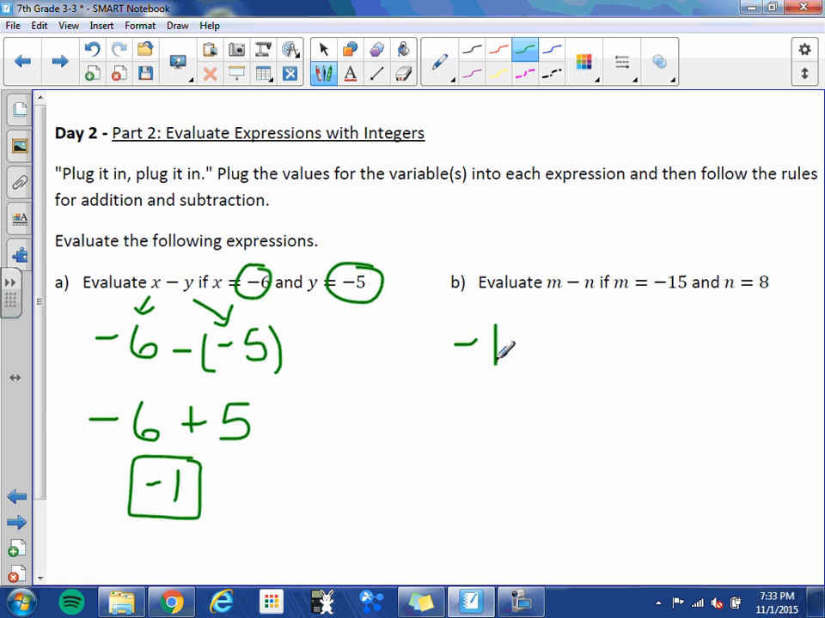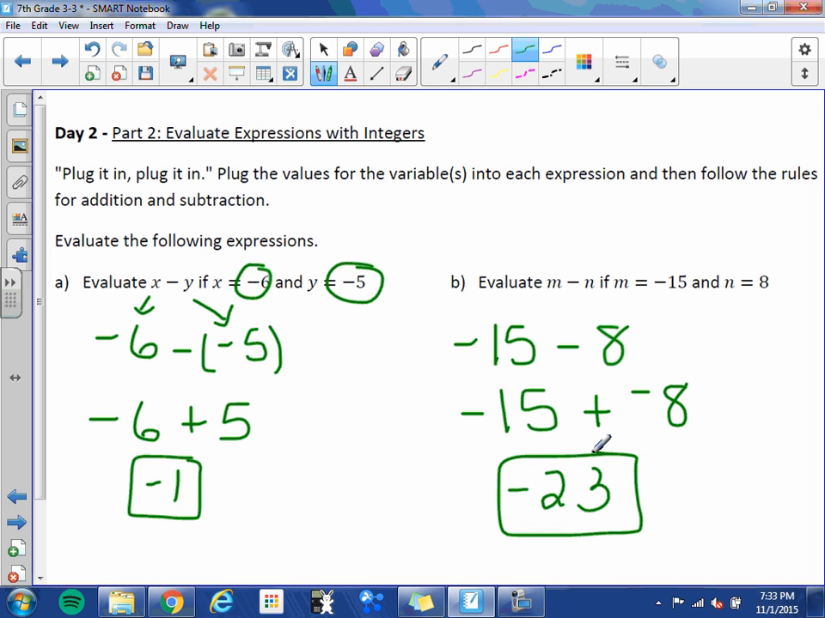Well, m is negative 15. Bring down the minus sign. N is 8. I will not subtract. I will add the opposite. So negative 15 plus negative 8. Same sign, sum. Add them and keep the sign.